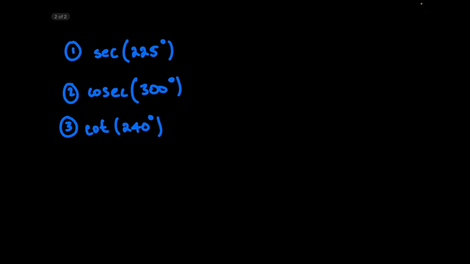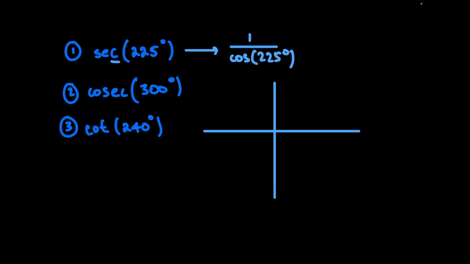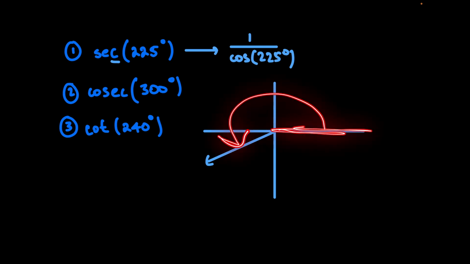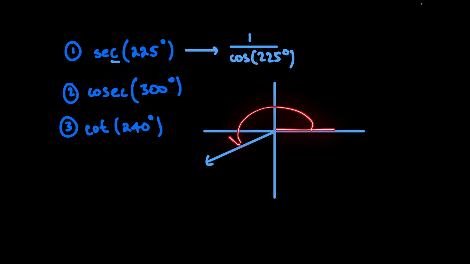The first one is the sec of 225 degrees. Third letter is C. Okay, so if you want to work out what this is, it's the same as 1 over the cosine of 225 degrees. Okay, so now that we have this, draw out a quick unit circle. Where is 225 degrees on a unit circle? Well, it's in the third quadrant, because we're measuring it from the positive x-axis this way. So 225 degrees is over here.